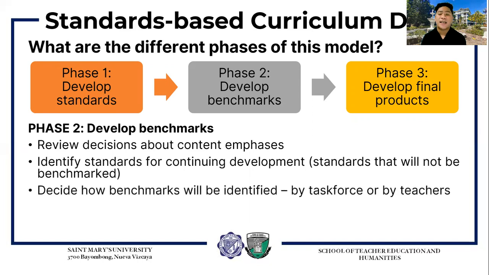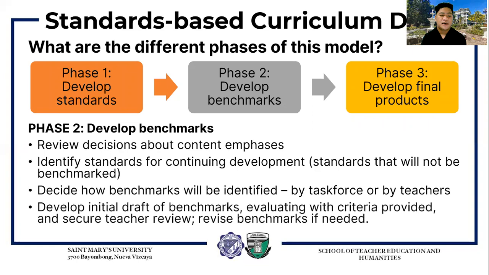We can also decide how benchmarks will be identified, by task force or by teachers. It could be a representative from the school, the head teachers maybe, or it could be the plain faculty members. And lastly, a part of this phase two is to develop an initial draft of benchmarks, evaluating with criteria provided, and secure teacher review. Again, we involve the teachers and revise the benchmarks if needed.